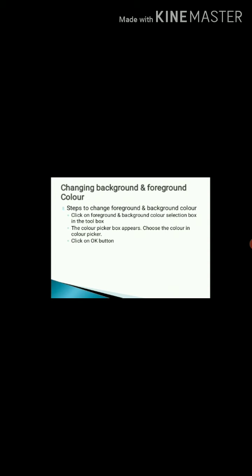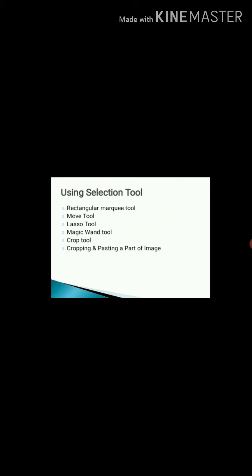Next is using selection tool. Children, in Photoshop there are a number of selection tools. Means you can select an image or a portion of image in different types. Like you can select in a square shape, you can select in a row shape, column shape, and freeform selection or with the color selection. So there are a number of tools. Let's see one by one.